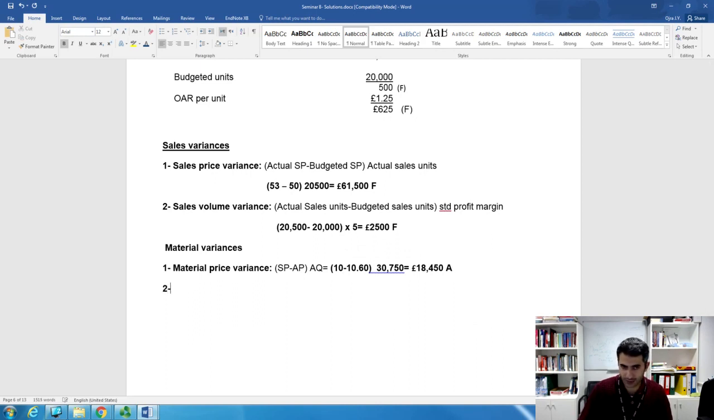Right, we talk about material usage variance. Okay, for material usage variance, the formula is standard quantity minus actual quantity times the standard price. So here we go. Let's apply. So what is the standard quantity? If you remember how to calculate the standard quantity, I hope you do remember.